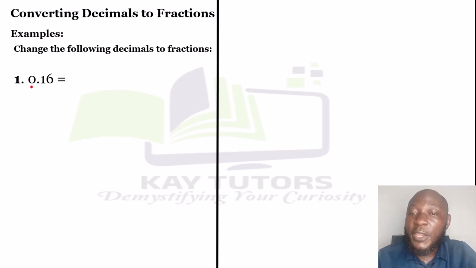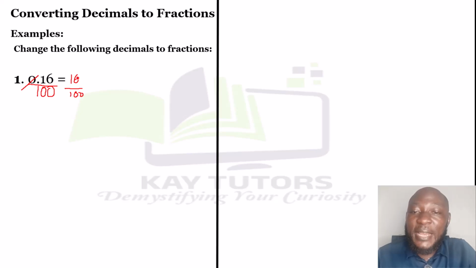0.16. Here, in order to convert 0.16 to a fraction, you are expected to draw your division line. Under the decimal point here, you write 1. Then you look at how many digits you have after the decimal point. There are 2 digits after the decimal point. So you're going to write 2 zeros because there are 2 numbers after the decimal point. And since 0 here signifies nothing, you strike it off. So what do we have here? We have 16 over 100.